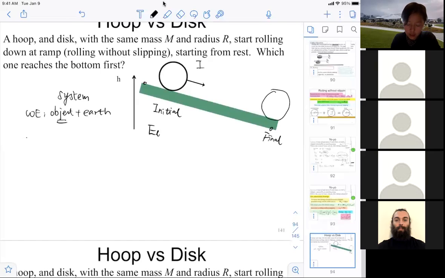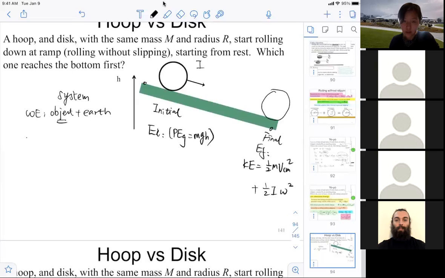The energy at the initial moment is purely potential energy, so that's mgh. The energy at the bottom is all kinetic, but kinetic energy has two parts. One is 1/2 mv squared. One is 1/2 I omega squared. In this case, we don't consider friction, so we don't have to think about energy output. There is no energy input either.